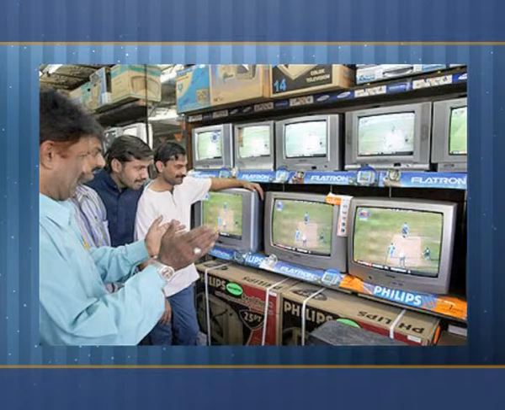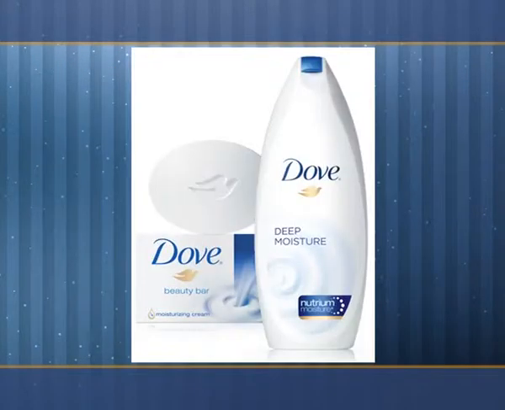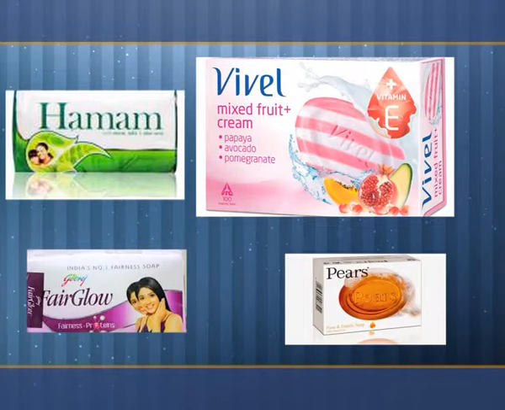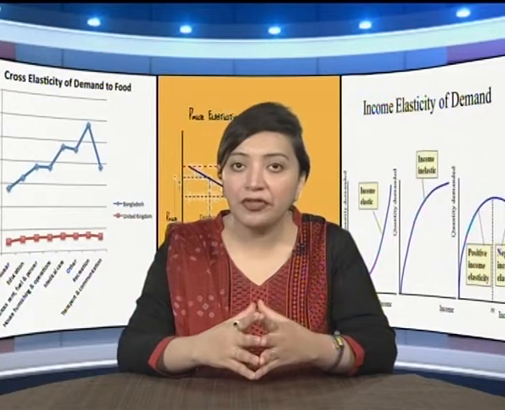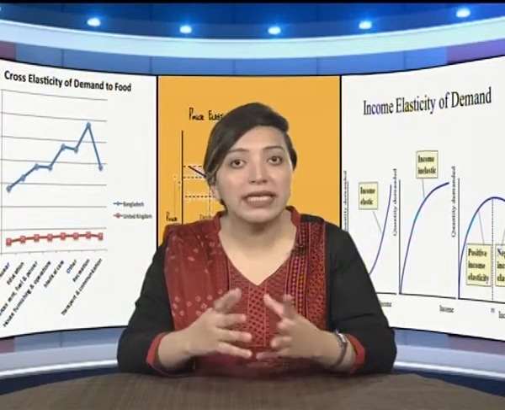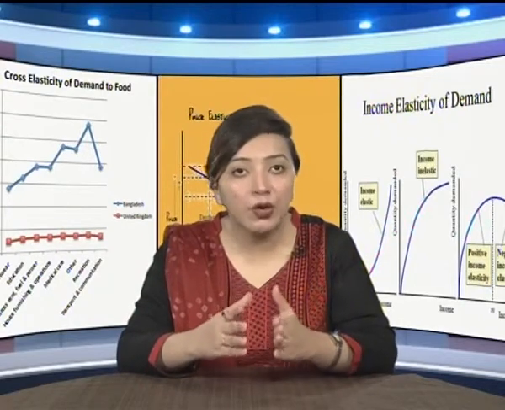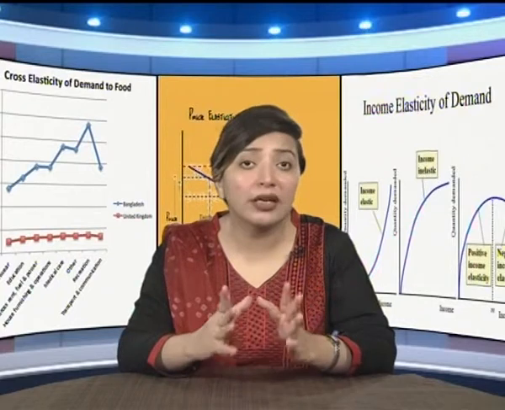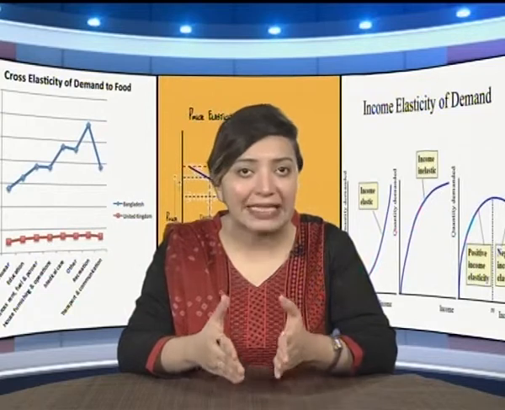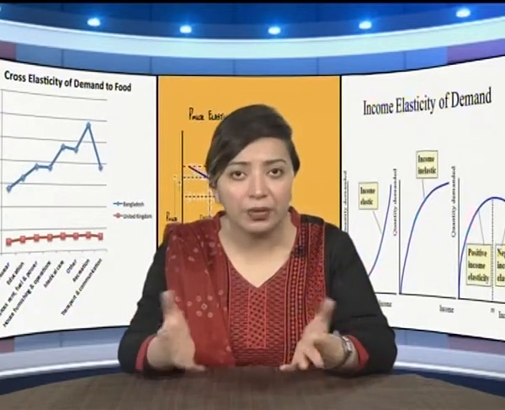Thus, the demand for television is elastic. Similarly, if the price of Dove falls, its demand will greatly rise because people will substitute it for other varieties of soaps such as Vivel, Hamam, Godrej, Pears, etc. On the other hand, the demand for a necessary good like salt is inelastic. The demand for salt is inelastic since it satisfies a basic human want and no substitutes for it are available. People would consume almost the same quantity of salt whether it becomes slightly cheaper or dearer than before.